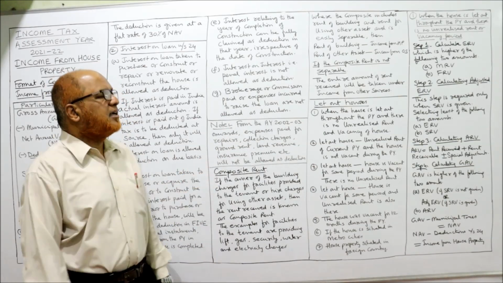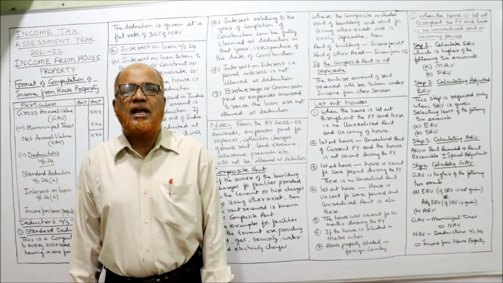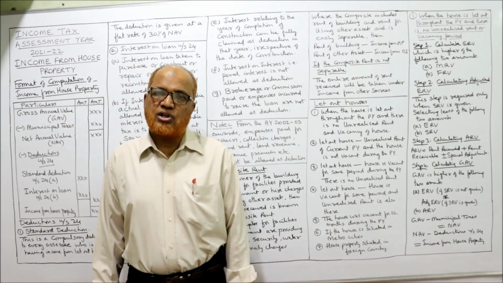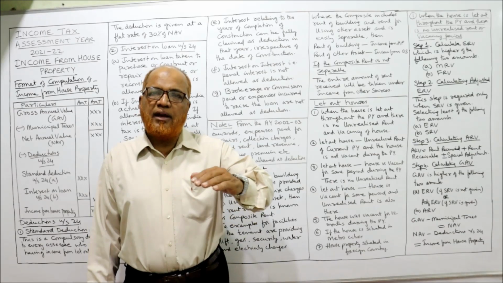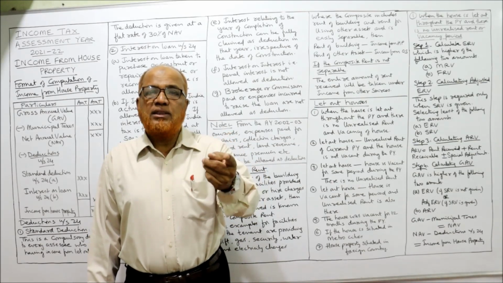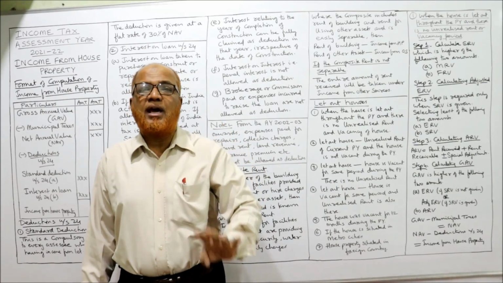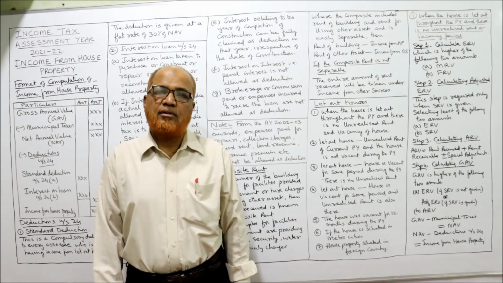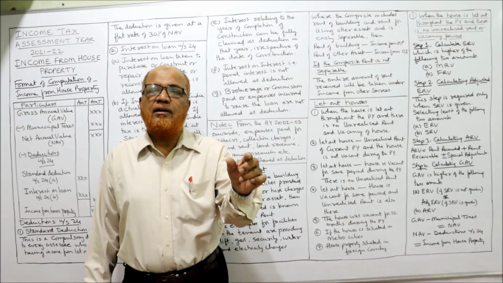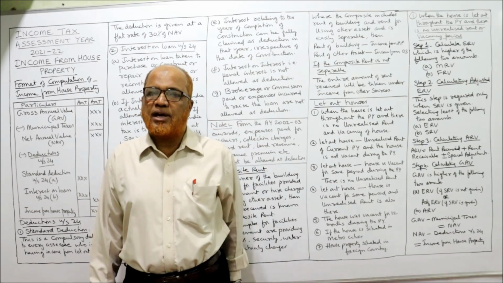Next one: interest on interest is a penal interest that will not be allowed as deduction. Sometimes what will happen is, interest is due, and on that interest, again interest will be calculated. That is called penal interest. So if the problem mentions penal interest paid, it is not allowed as deduction.